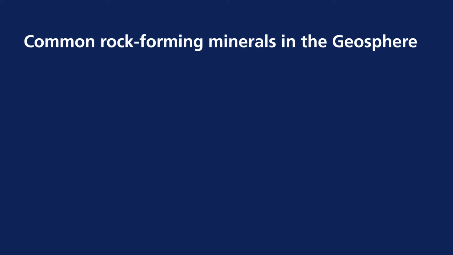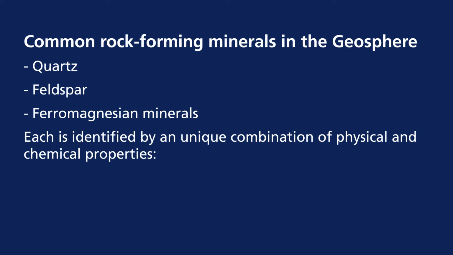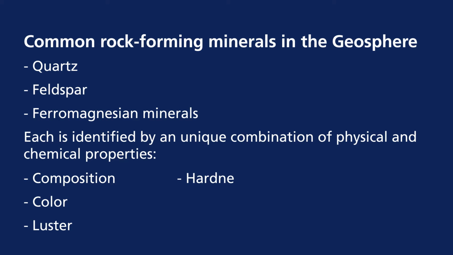Common rock-forming minerals in the geosphere, which are composed of elements: quartz, feldspar, ferromagnesian minerals, and each is identified by a unique combination of physical and chemical properties, namely composition, color, luster, and hardness. Now these are the minerals which will later compose rocks. But first look at the building materials, minerals. Oh, and density. A big difference between a rock and an element.